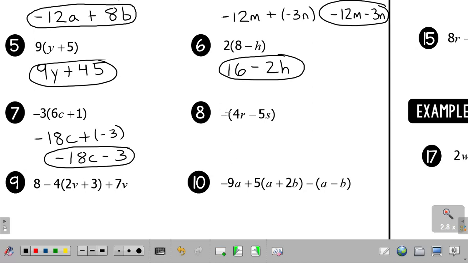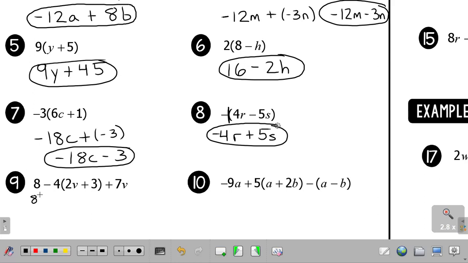This one, once again, there's no number in front of the parentheses, but if there's not, we can technically add a 1. So that would be negative 1 we're distributing. So negative 1 times 4r is going to be negative 4r. And then, once again, taking a shortcut here, you can kind of think of this negative is going to change this minus 5s or negative 5s to a positive 5s. So actually, the answer here is negative 4r plus 5s. Okay.